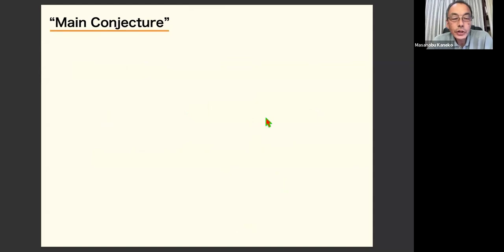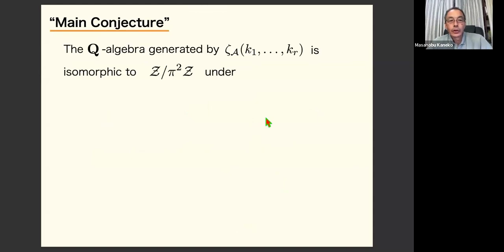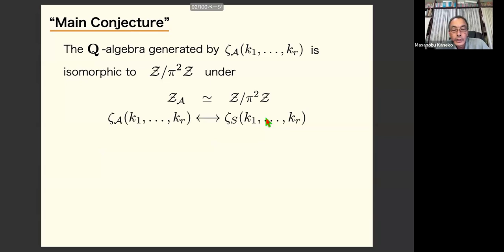So now comes our main conjecture. The Q algebra generated by these finite MZVs is isomorphic to this quotient of real MZVs modulo pi squared under this correspondence. So the conjecture is that there is an isomorphism between two Q algebras, Z sub A, the ring of finite MZVs, and this ring of real MZVs modulo pi squared, under which zeta sub A and zeta sub S exactly correspond.